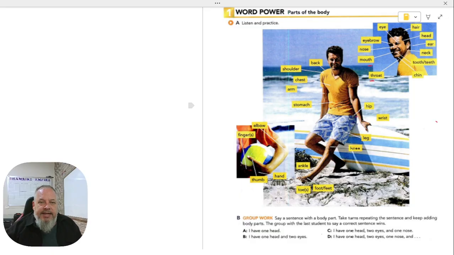Here, this is the hip on the side of your body, hip. The important thing is that this is your wrist. This part here is your wrist. So the W is silent. We don't say wrist, just wrist. The W is silent, no W. Leg and also knee. The K is silent, no K.